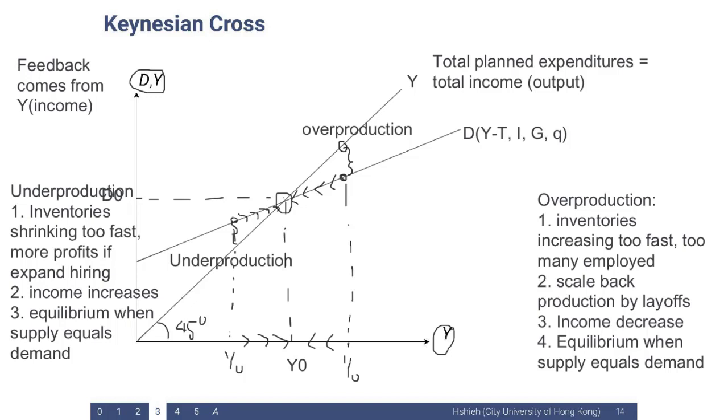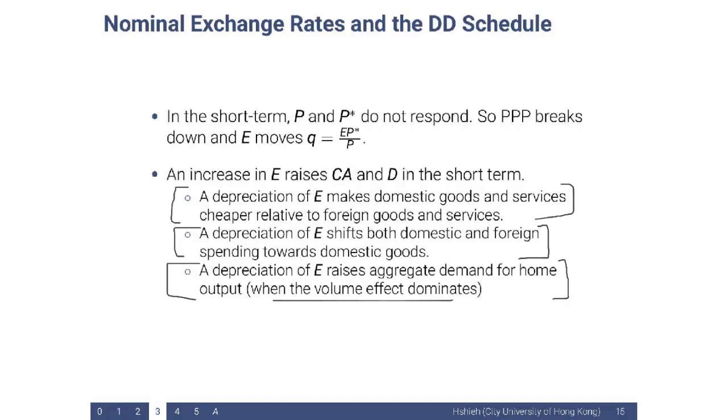Okay, now let's talk about how to characterize the relationship between E and Y with the Keynesian cross. So in the short term, we're going to assume that, as usual, relative PPP does not hold. So prices don't respond to anything. It's going to break down as E moves, and therefore Q moves. So when E moves, Q is going to move. Q is not stable. So we're not going to assume relative PPP holds for now.